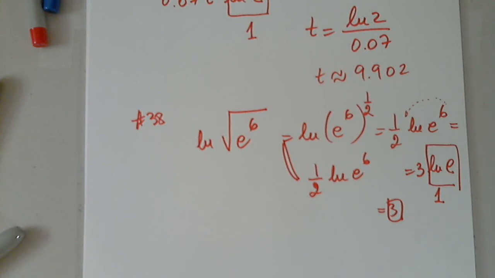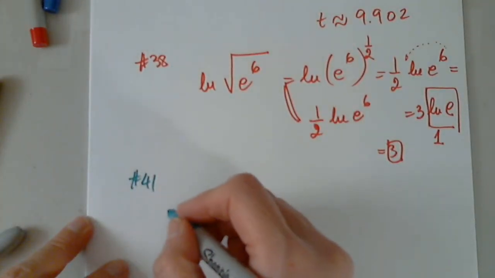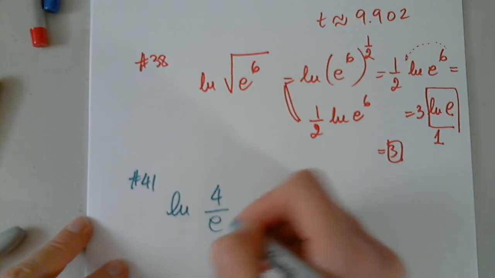Yes? So then would 41 be the same thing then? 41. Yes, let's look at 41. They're all somewhat different. So natural log of 4 divided by e.